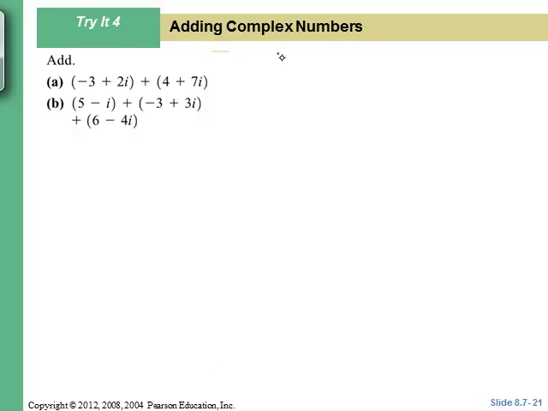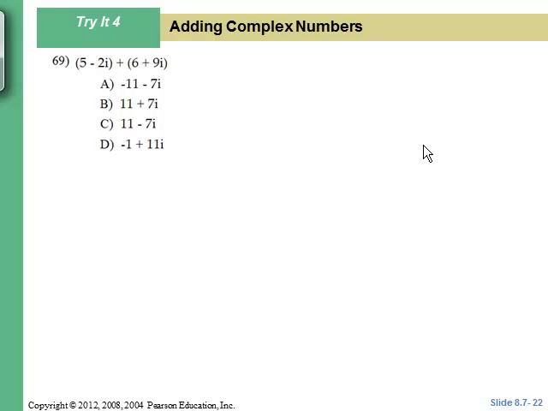Negative 3 and 4 is 1. 2 and 7 makes 9i. 5 minus 3 is 2, plus 6 is 8. Negative 1 plus 3 is positive 2, minus 4 is negative 2. What do you get here? 5 and 6 makes 11. Negative 2 plus 9 is positive 7i.